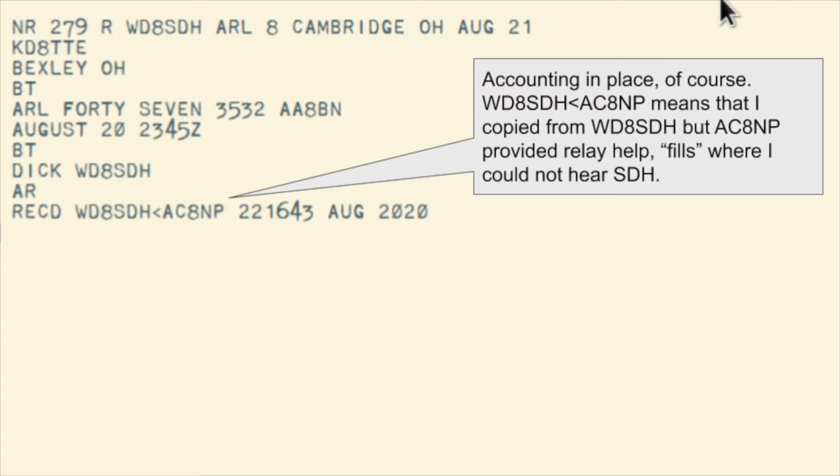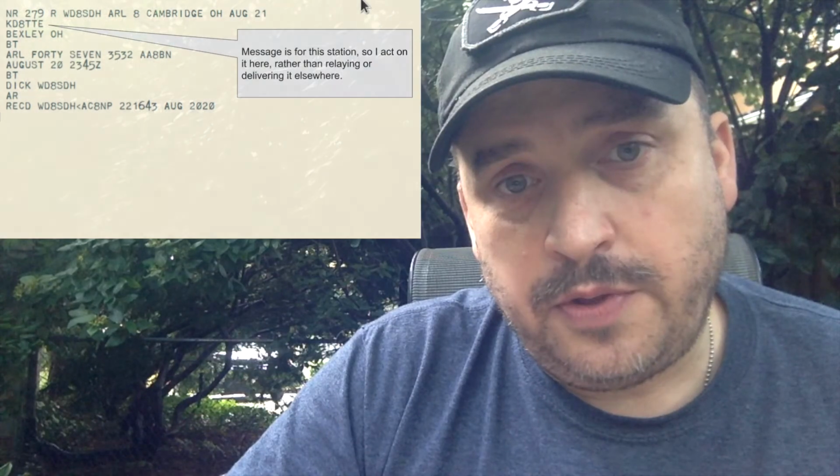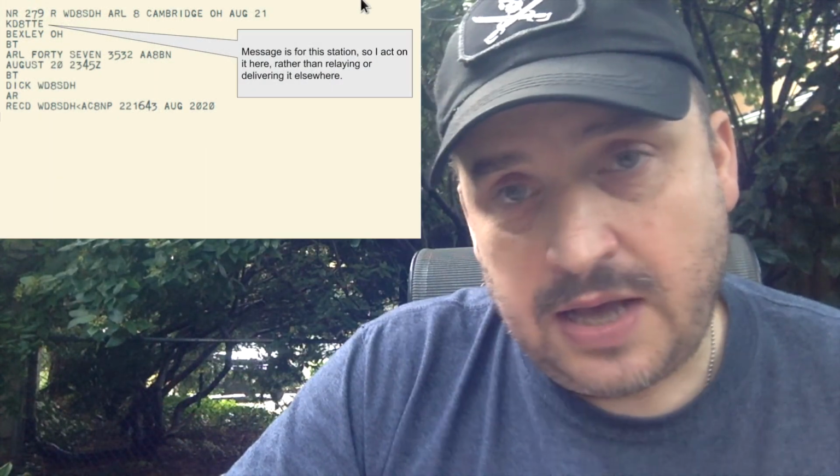In this case, WD8SDH was on the same net that I'm on, and I was trying to receive the message from that station. Conditions were pretty bad, though, and I couldn't hear everything that he said. So in this case, I've got AC8NP doing yeoman's work and making sure that I'm able to get all the fills I need. Basically, I copied the message from SDH, and any of the things that I could not hear, I asked AC8NP, who was copying along, to tell me which words I missed, and in that way I was able to get the entire message. So the message is for my station. I know what to do with it.